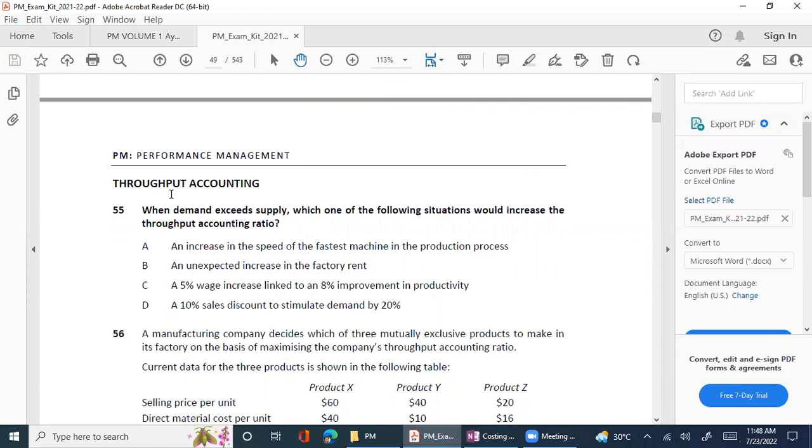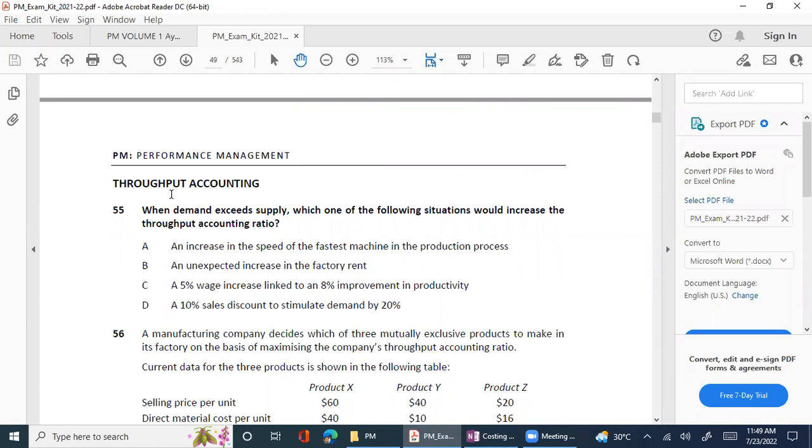Let me discuss the D option. A 10% sales discount to stimulate a demand by 20%. This could be the reason, but I suggest you never go for changes in the price for improvement of your units. This could be the answer, but first of all, we will look at whether there is any most appropriate answer.